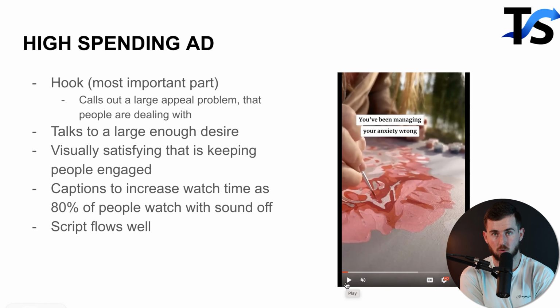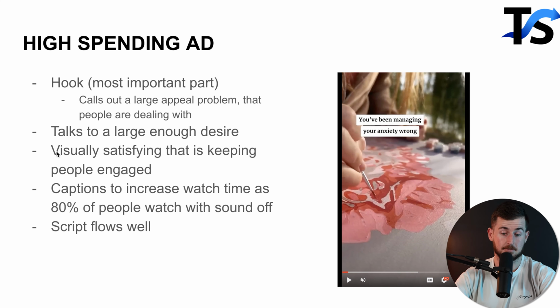Who's the target audience we're calling out here? And that is people who have anxiety, people who are currently dealing with a problem. And likely they have a desire to solve that problem of anxiety. So it talks to a large enough desire, and the hook calls out a large appeal problem that people are dealing with. So we're attaching ourselves to a desire across the market, and we're calling that out.